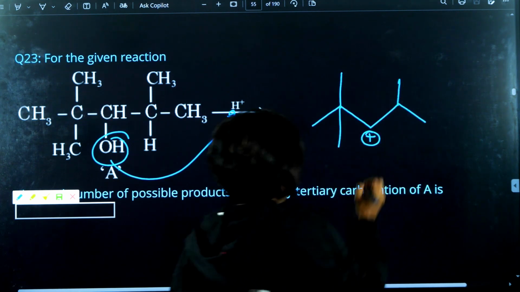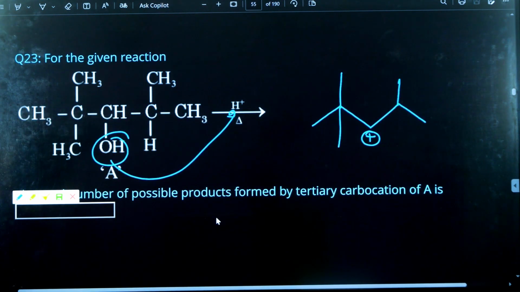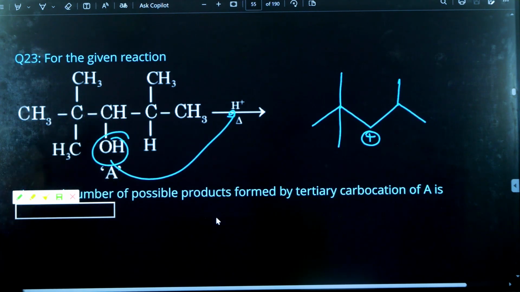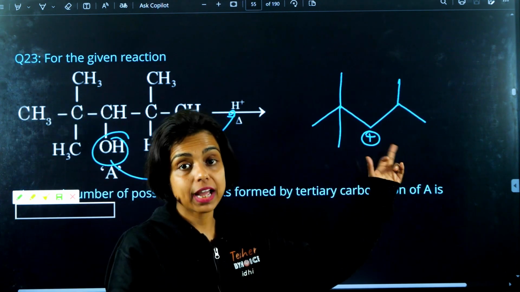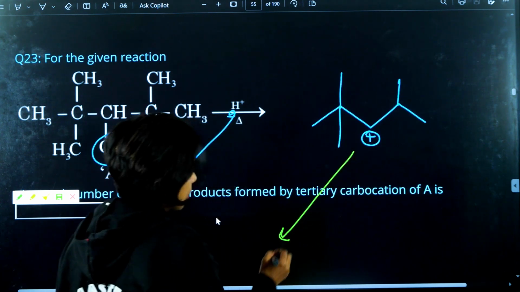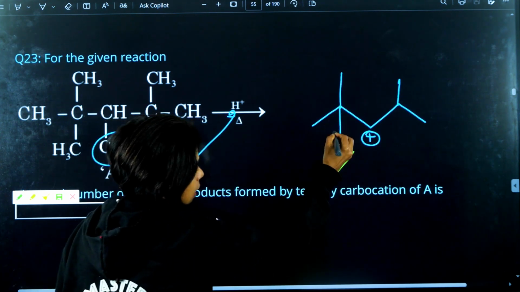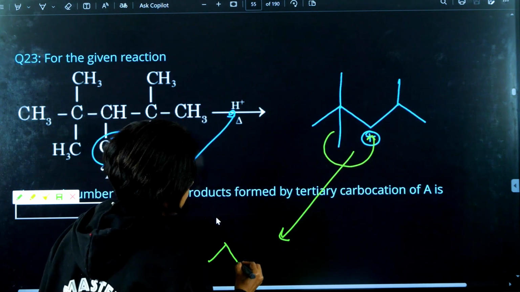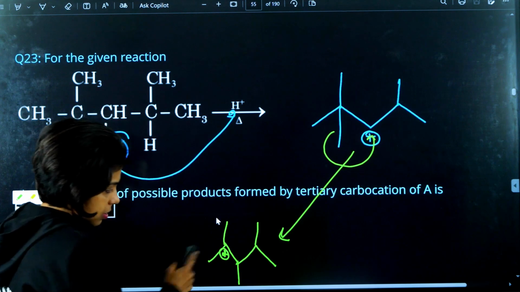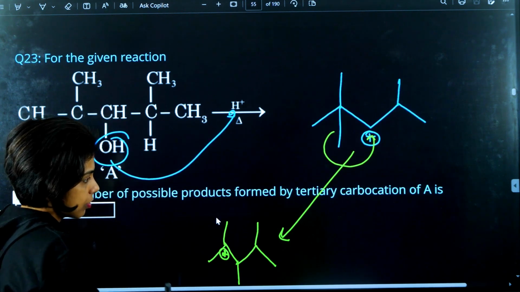This is the carbocation you get, right? This is the carbocation. Water will leave and this will form a carbocation. Now it can do a hydride shift and a methyl shift. So when it does a hydride shift or methyl shift, this methyl group will move here and here I get the 3-degree carbocation. This is the 3-degree carbocation that I will get because of the methyl shift.